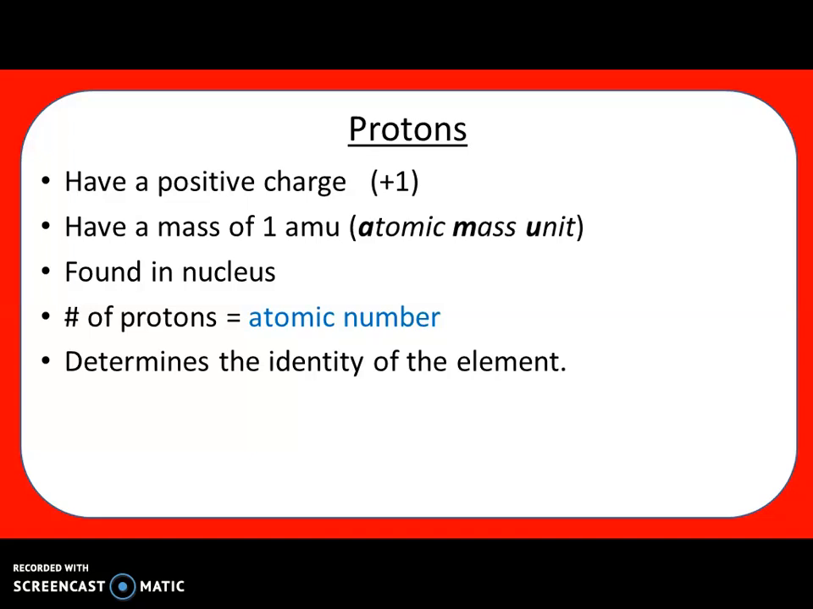You can underline it, highlight it, circle it, something to indicate that this is one of your vocabulary terms. And the neat thing about protons is that they determine the identity of the element. So the number of protons tells you which element you have. Carbon atom, gold atom, tungsten atom, we can tell simply by counting or knowing the number of protons.